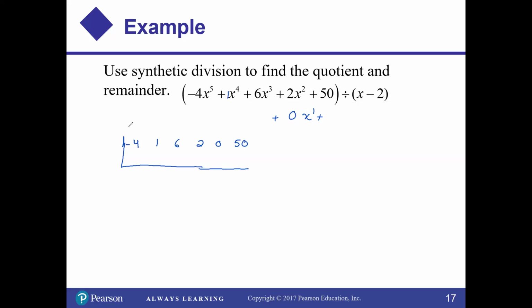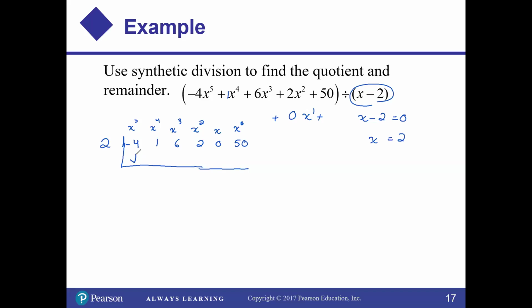What we know is that this is representing x to the 5th, this is representing x to the 4th, x to the 3rd, x to the 2nd, x to the 1st, and then x to the 0, or just saying that we don't have anything here. No x's. This here is the factor we're dividing by. So if we set that equal to 0 and solve for x, we'd get 2. So that's the number it's going to go out here.